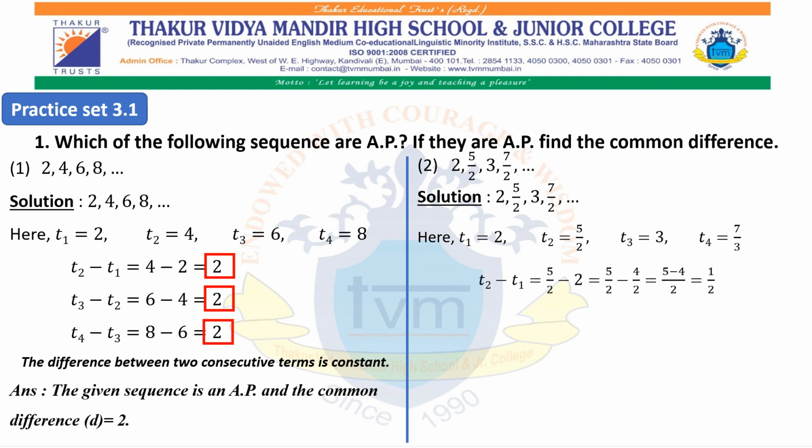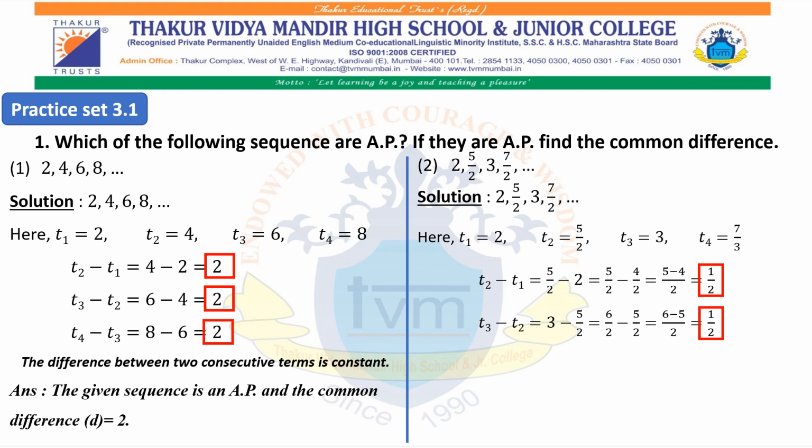Let us find out the difference between the second and the first term. We will write T2 minus T1 equals 5 upon 2 minus 2 equals, now we will make its denominator the same by cross multiplication. We will get 5 upon 2 minus 4 upon 2 equals 5 minus 4 upon 2 equals 1 upon 2. Means the difference between the second and the first term is 1 upon 2. Let us find out the difference between the third and the second term. We will write T3 minus T2 equals 3 minus 5 upon 2 equals 6 upon 2 minus 5 upon 2 equals 6 minus 5 upon 2 equals 1 upon 2.